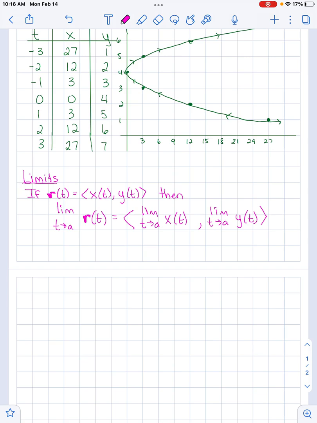So if we look at an example, I'll go to the next page. I want you to try this one based off of what we just talked about. Try this example. I would like you to find the limit as t approaches 0 of our vector <e^(-t), sin t / 2t>.